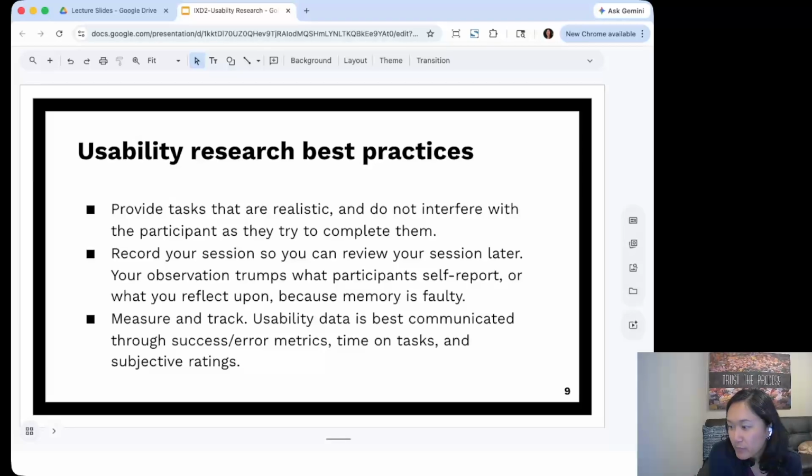Something else with usability research is that it is best communicated through metrics, time on task, subjective ratings, and also those user testing quotes of when someone is talking through your design or talking through how to complete a task and they can't do it or they can do it. Being able to pull those quotes and pull their voices into the conversations that you have about your design work is a very powerful skill and tool to have while presenting your designs.